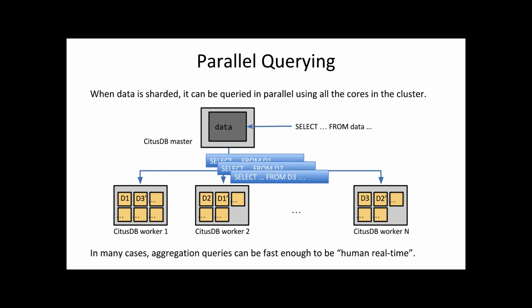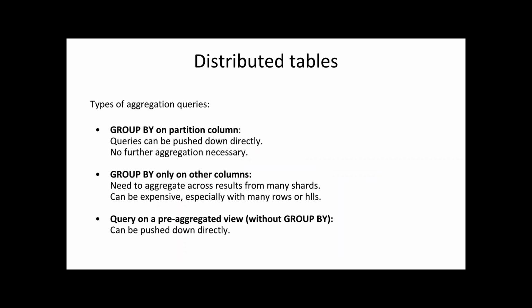And in some cases, you can query the raw data. In other cases, some users of CitusDB, like Cloudflare, actually create tables containing pre-aggregated results and then query those tables in parallel. So it gives you different options, but you need to think about how you partition your data and how you are going to query it.